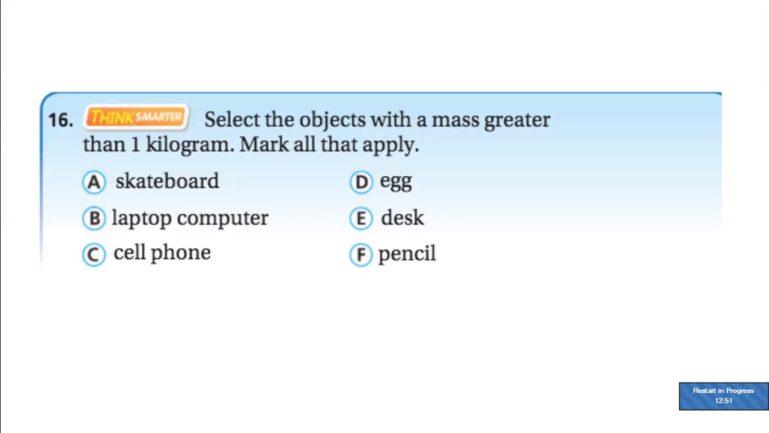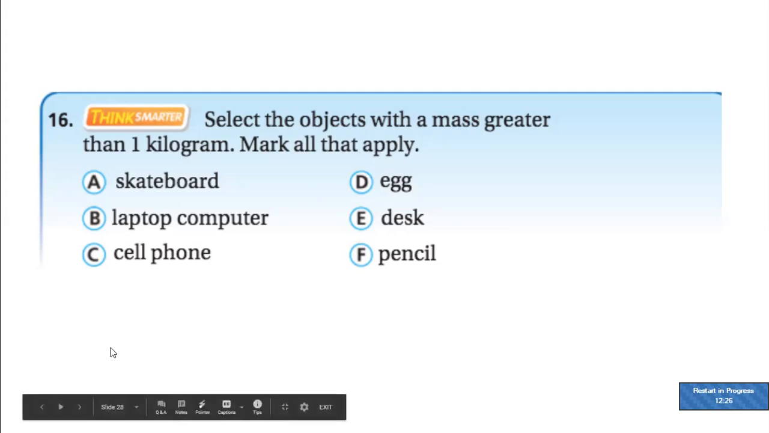Then we have E, desk. And you can think about the desk in our classroom. And that one I know has a mass greater than 1 kilogram. And then we have F, pencil. And that one I do know does not have a mass greater than 1 kilogram. So our answers for number 16 are A, B, and E.